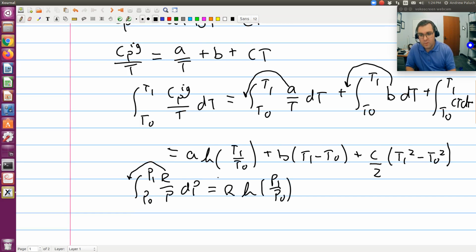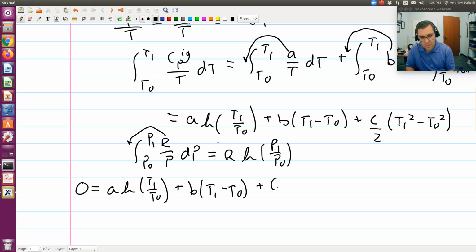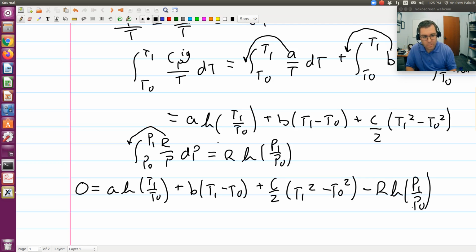Putting it all together, for my case of isentropic compression, I have that 0 is equal to A log T1 over T naught plus B times T1 minus T naught plus C over 2 times T1 squared minus T naught squared, and then minus R log P1 over P naught. Okay, so let me box this in.